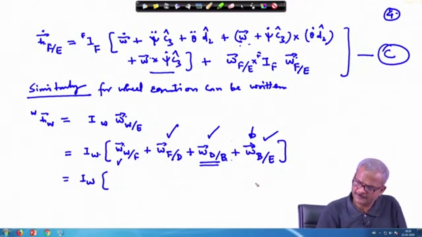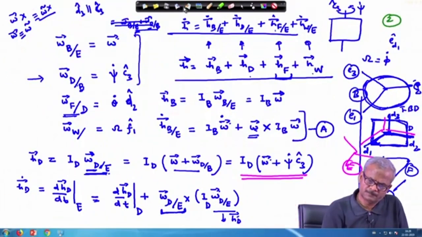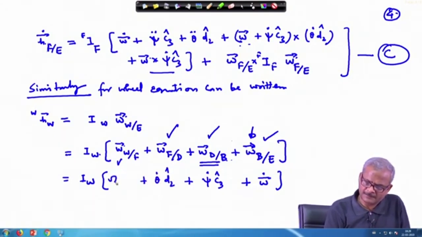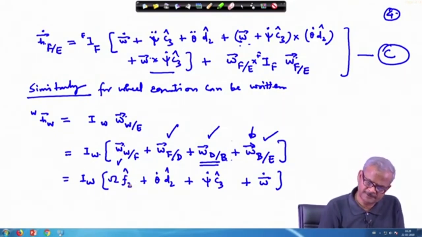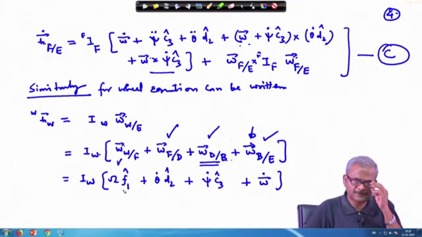So, we can write this part, which is simply omega dot as per our earlier notation omega d slash b, this we have written as psi dot C 3 cap. So, this is psi dot C 3 cap, and omega f slash d is theta dot times d 2 cap, and this capital omega is nothing but capital omega along the one direction of the frame f. So, this is capital omega times f 1 cap.